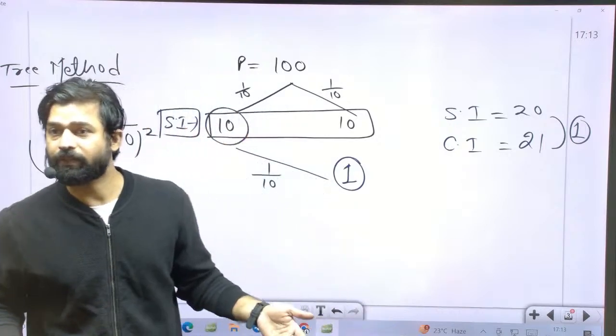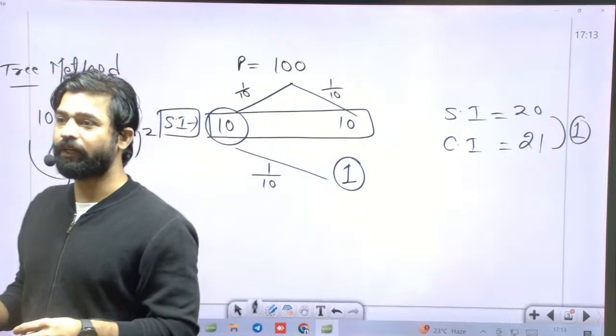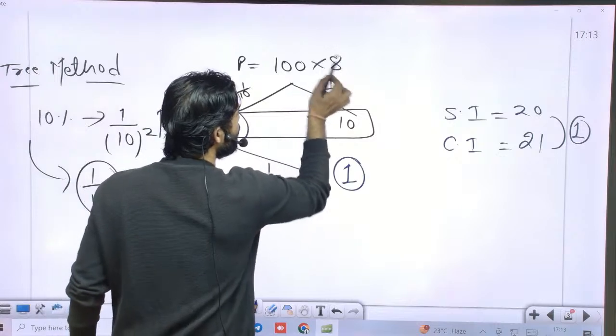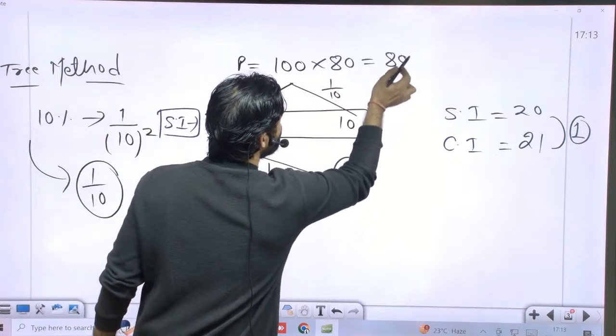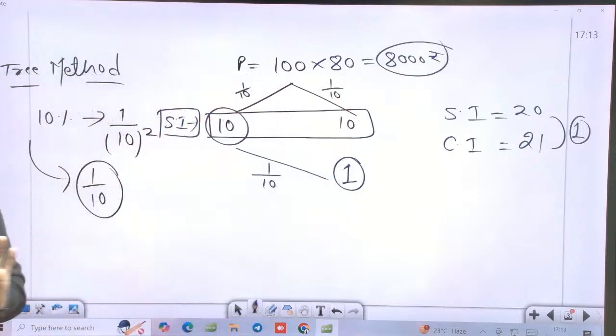So the value of 1 unit is 80, and to find out the principal, we have to find out the value of how many units? 100. So we can multiply it by 80 directly. So the answer is 8,000 rupees. That's it. It's done. Once you understand it, it will hardly take 10 to 15 seconds to find the answer. Understood?